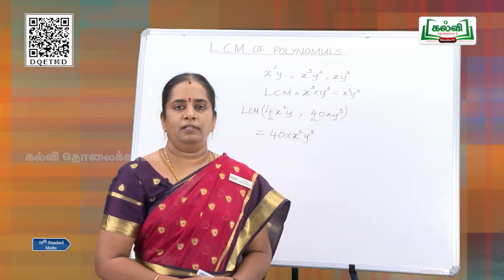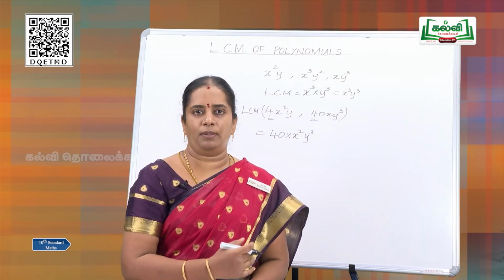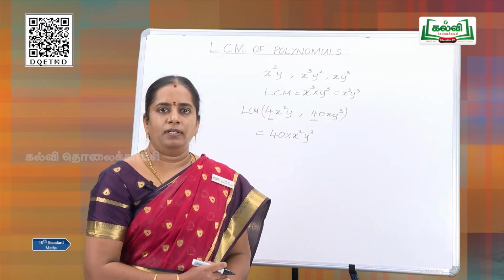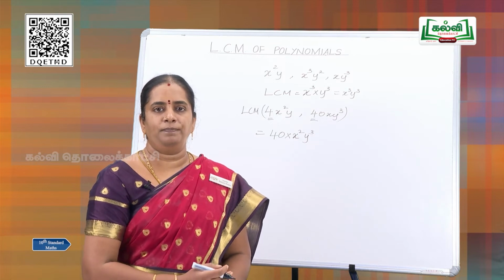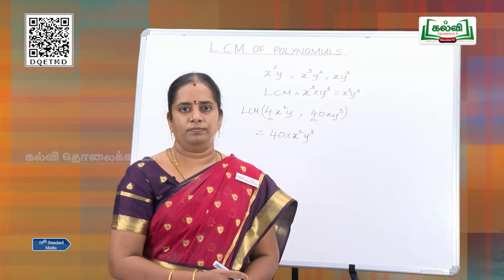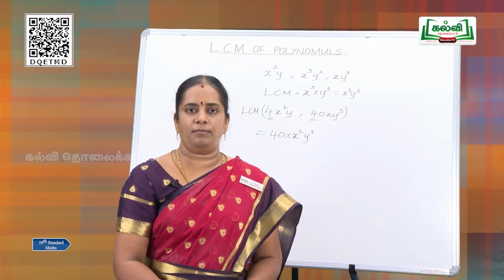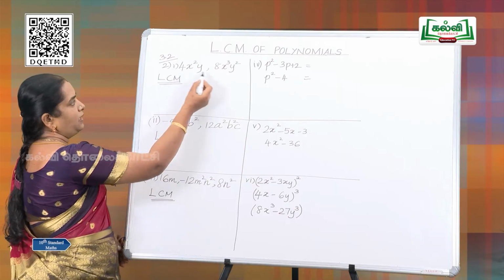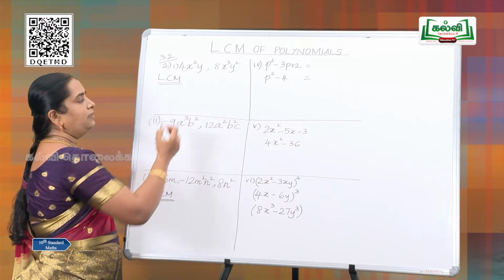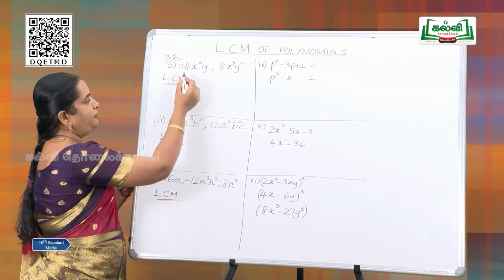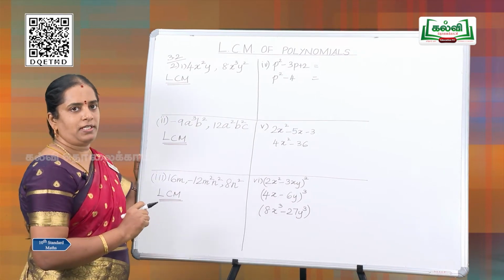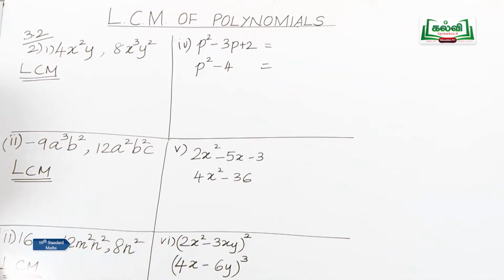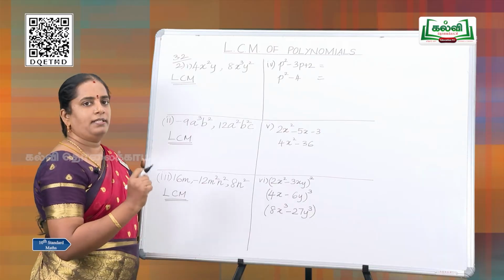So you know very well how to find the LCM of numbers, and you know how to factorize. If you keep all these in mind, we can move to exercise 3.2. In that we are going to deal with the second subdivision. We are going to find the LCM of the given expressions: 4x square y and 8x cube y square. First we look at the numerical coefficients, which are 4 and 8. What is the LCM of 4 and 8? Yes, 8.